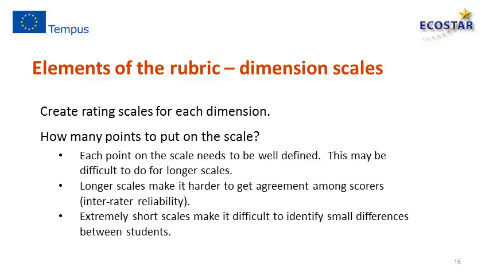The next step is to create rating scales for each dimension. Okay, remember in the chocolate chip cookie example, there were 4 rating points: delicious, good, needs improvement, and poor. So now you have to decide how many points you want for each dimension. Each point on the scale needs to be well defined. Now, if you have a scale with many, many points, this may be hard to do.